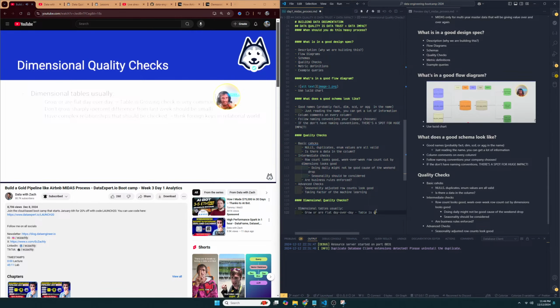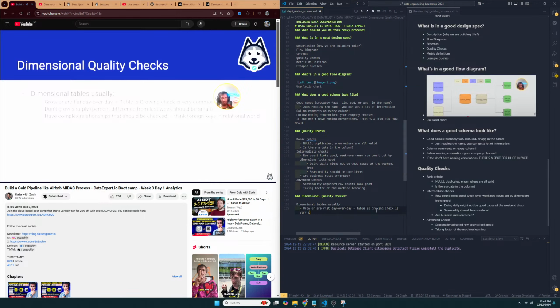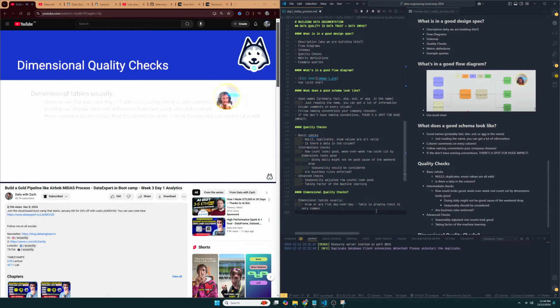Like, no way, right? And so there's going to be a percent that is reasonable for your users depending on the volatility of your data set. And then you also want to make sure your complex relationships are also checked.